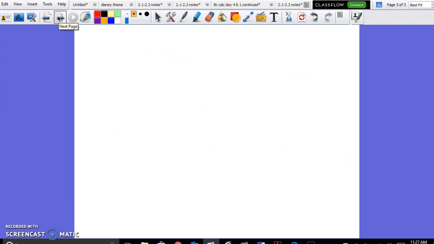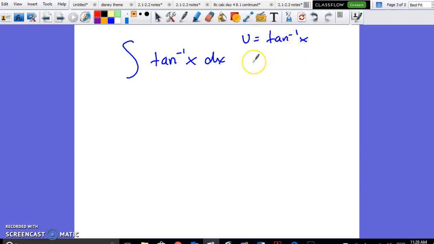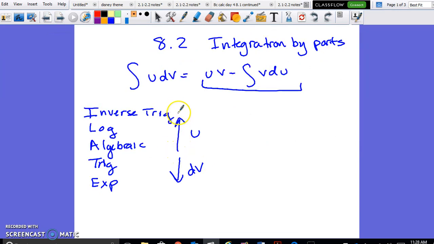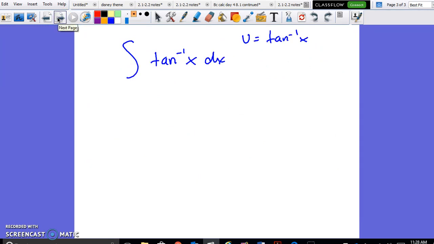Okay, the next one I'm going to do is an inverse trig function. I'm going to make u my inverse tan function. Like I said, going back to that chart, the closer that something is to the top, it's going to be u. The closer it is to the bottom, it's going to be dv. And sometimes you can just try something and you see that it's not going to work out, then try something else. So the reason I chose this is because I know the derivative, 1 over 1 plus x squared, and it's easy to integrate 1. So I'm going to make my v be x. And I'm just going to plug it into my formula.